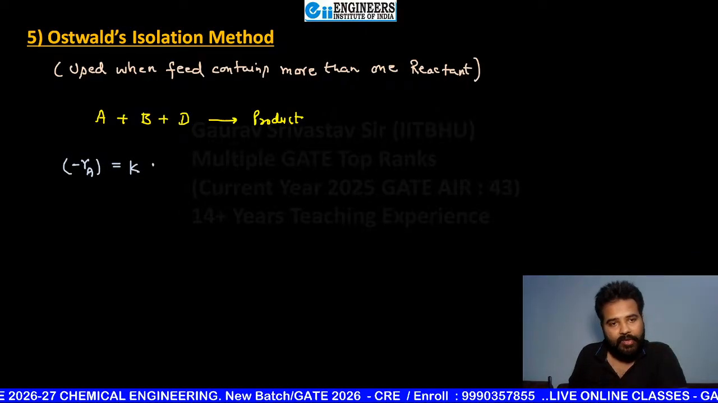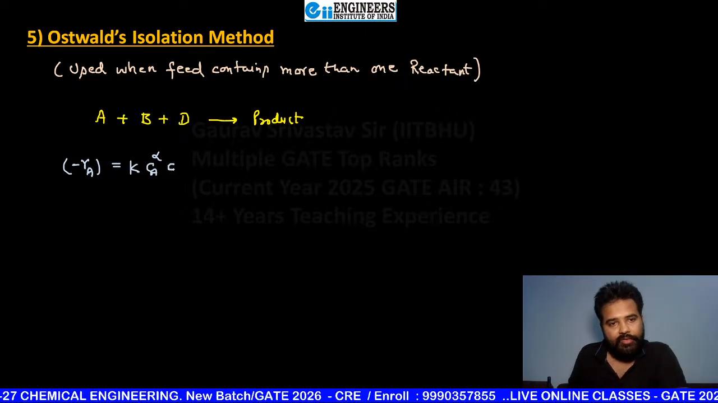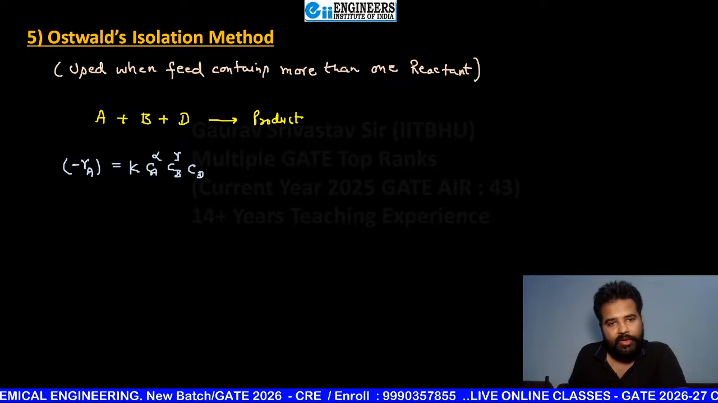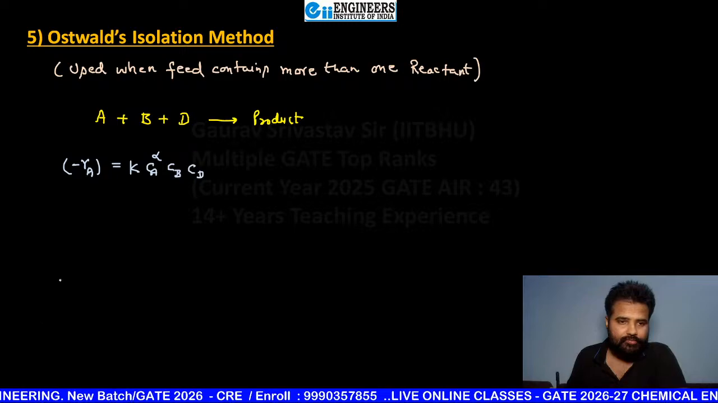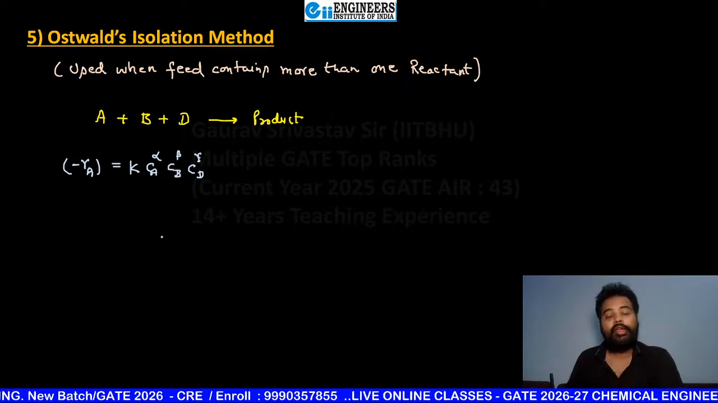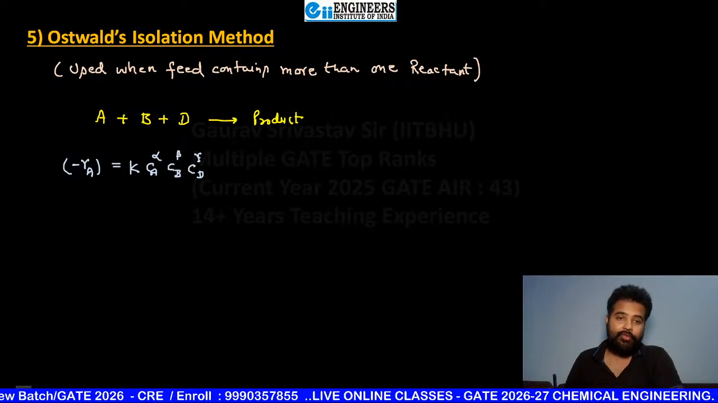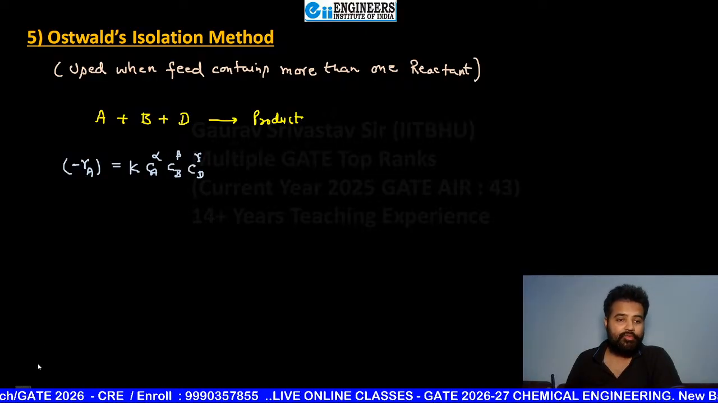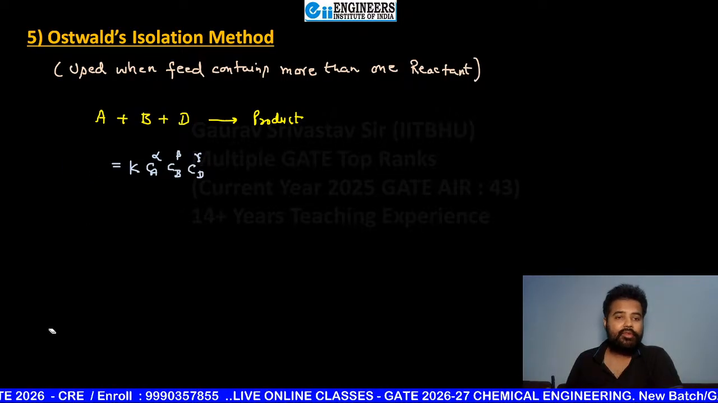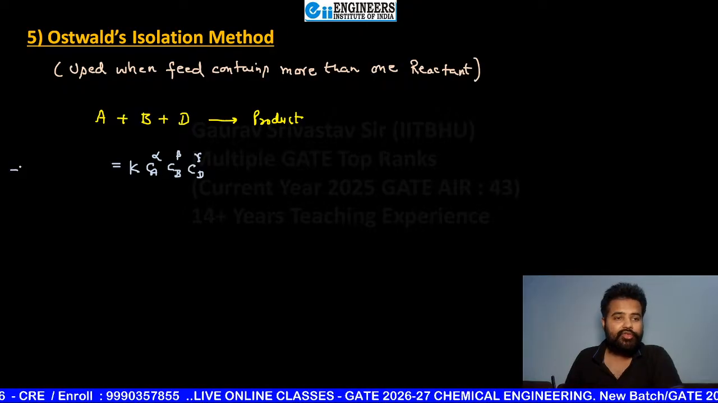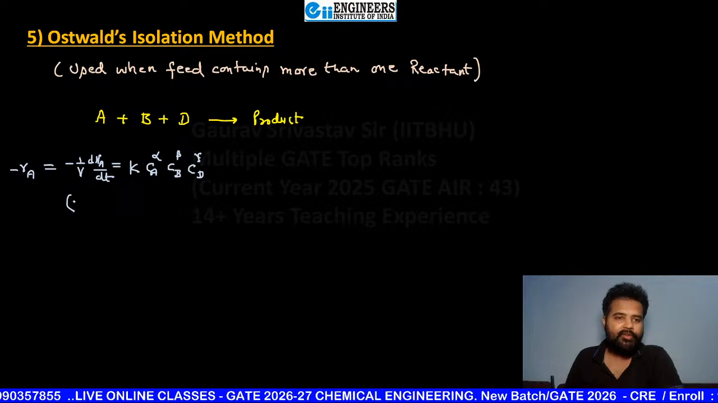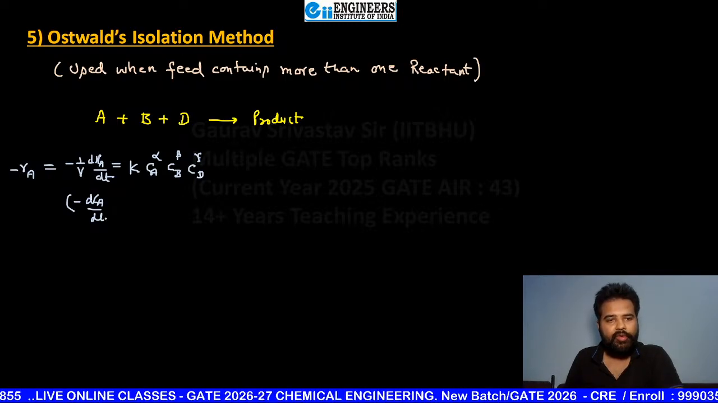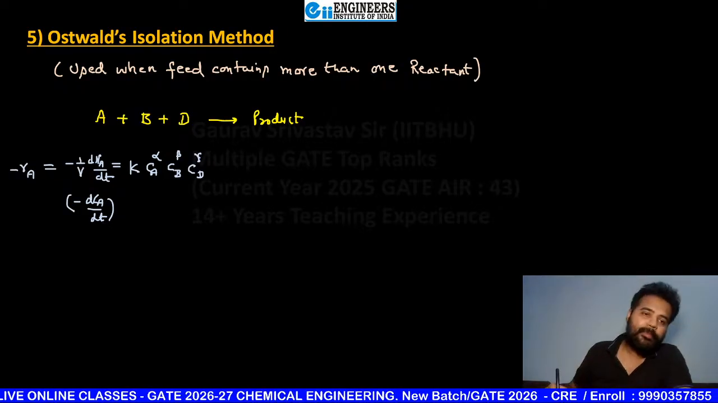Ra equals K Ca^alpha Cb^beta Cd^gamma. And you have to check the values of this alpha, beta, gamma, as well as the reaction rate constant K. It can also be written as minus dCa by dt if moles do not change, or for a liquid phase reaction.